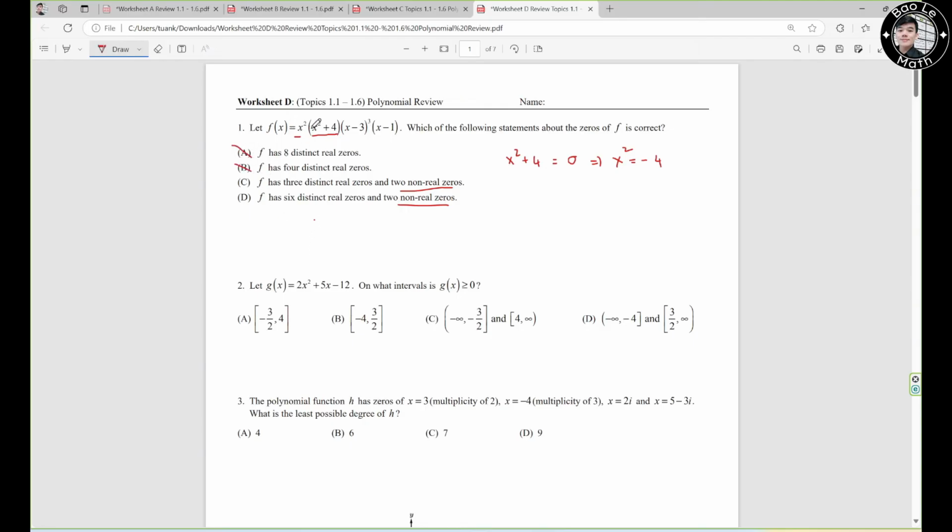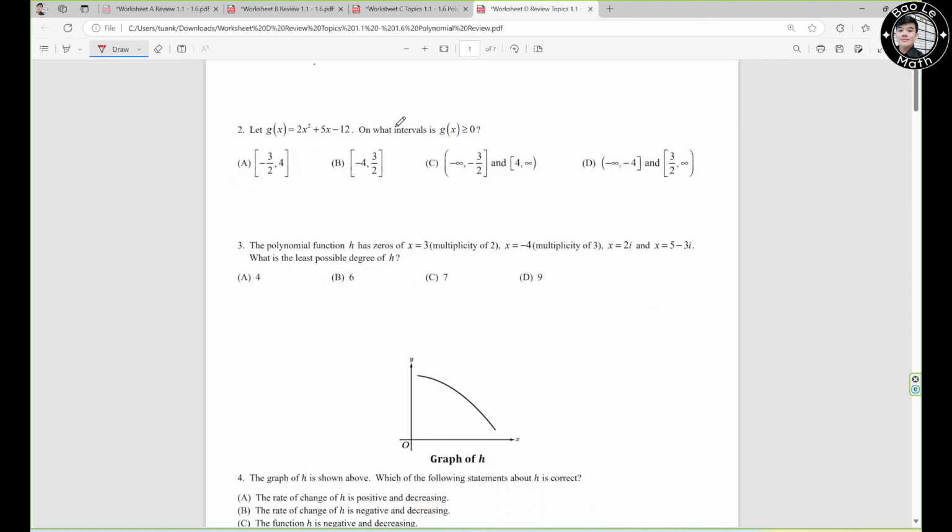Now, we look at this one right here. We have the zero s equal to 0. This one right here, we have the zero s equal to 3. This one, we have s equal to 1. So we have 3 distinct real zeros and 2 non-real zeros. So the answer must be C.